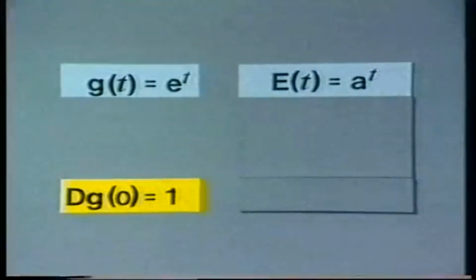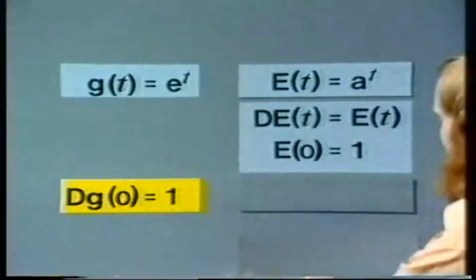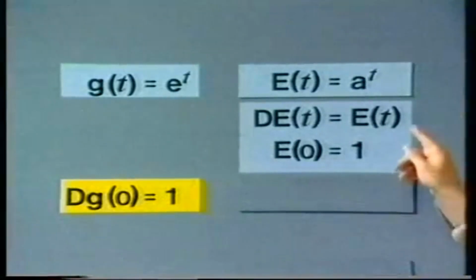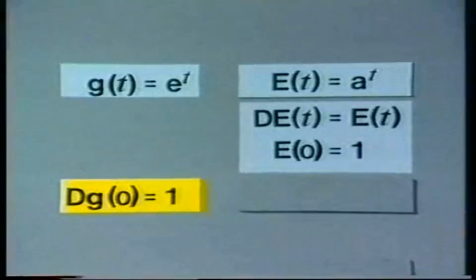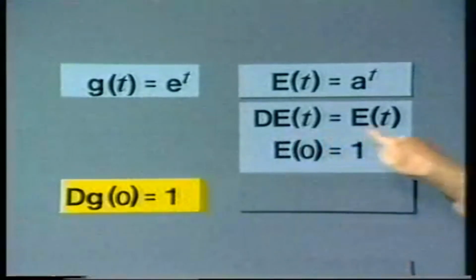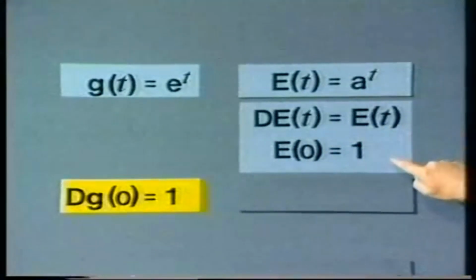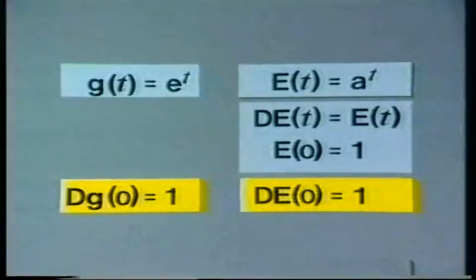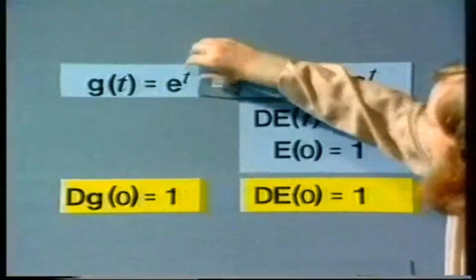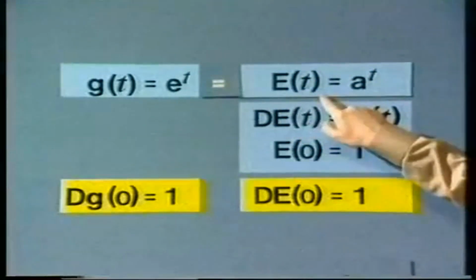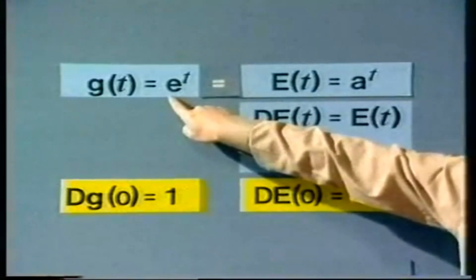As for its slope at 0, well, it satisfies these two conditions. That's how we defined it. So dE of 0 equals E of 0, which is 1. So a to the t is an exponential function whose slope at 0 equals 1, just like g. Therefore, a must equal e. And so, capital E of t equals small e to the power t.